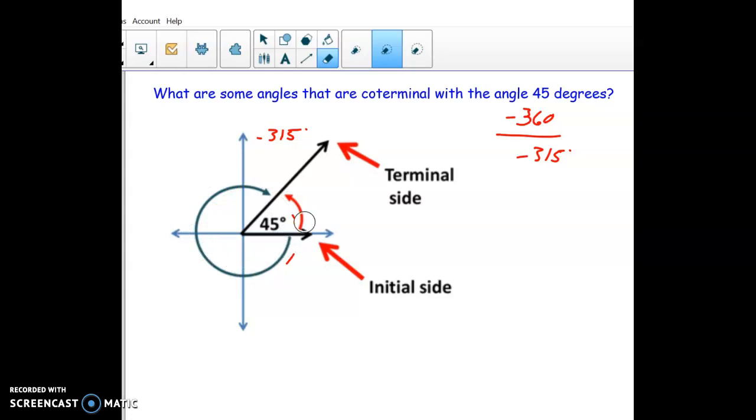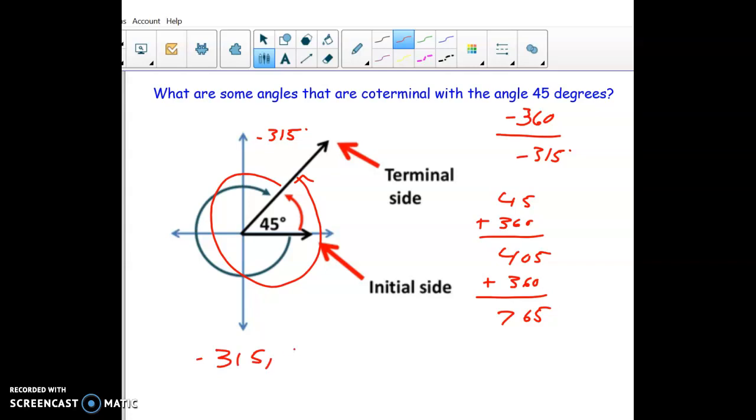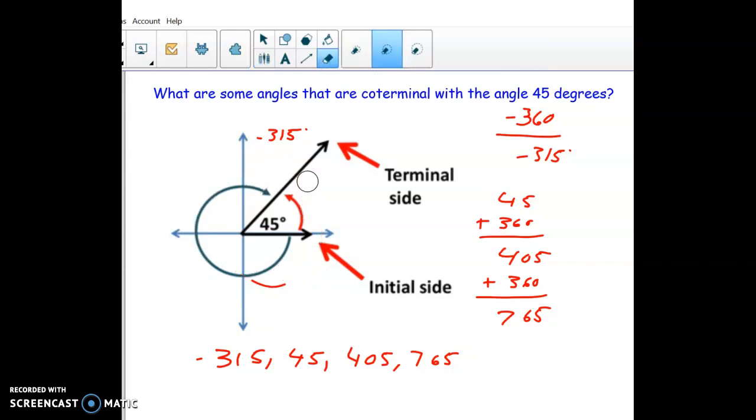Same thing if I was in the positive direction. If I was at 45 and then I went another 360 positive, then I would be back where I started. So if you take 45 plus 360, you'll get another coterminal angle of 405, right? And you can just keep doing this as much as you want to get as many coterminal angles as you need. That would be 765. So if I listed them in order, they would be negative 315, 45, 405, and 765. All of these are 360 degrees apart. So you just add or subtract 360, and that gets you as many coterminal angles as you need.